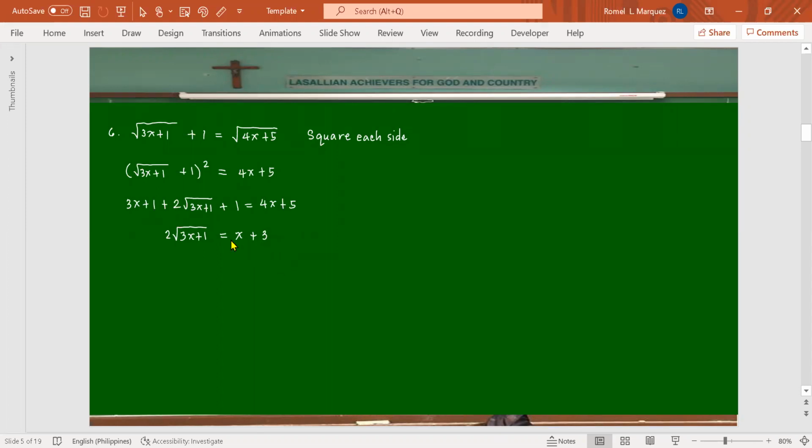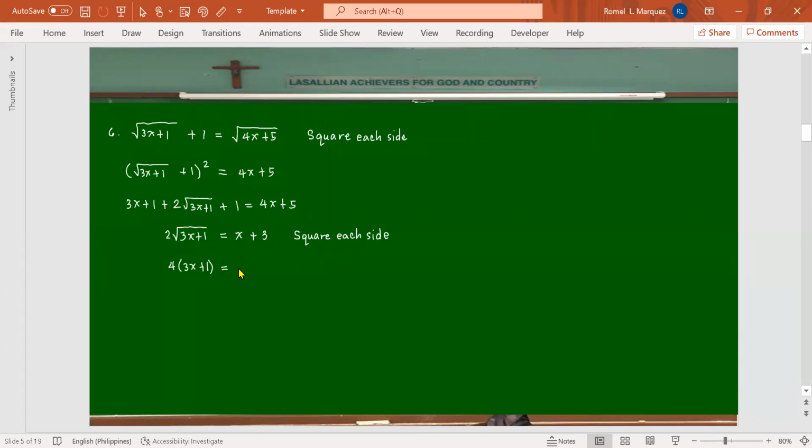Yes, boss. So this radical is already isolated, no other term associated. So again, we can square each side to get rid of the radical. Square each side because it contains a variable. So 4 times 3x plus 1. Am I correct with the left side?